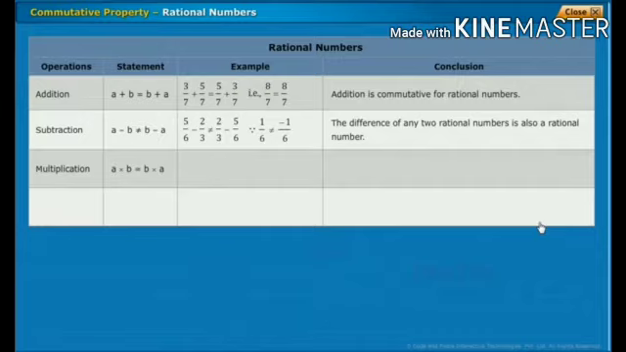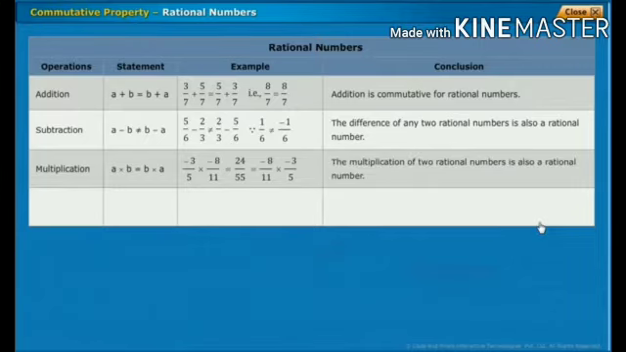Multiplication. a multiplied by b is equal to b multiplied by a. Say for example 3 by 5 into minus 8 by 11 is equal to minus 24 by 55. Even minus 8 by 11 into 3 by 5 is also equal to minus 24 by 55. So multiplication is commutative for rational numbers.